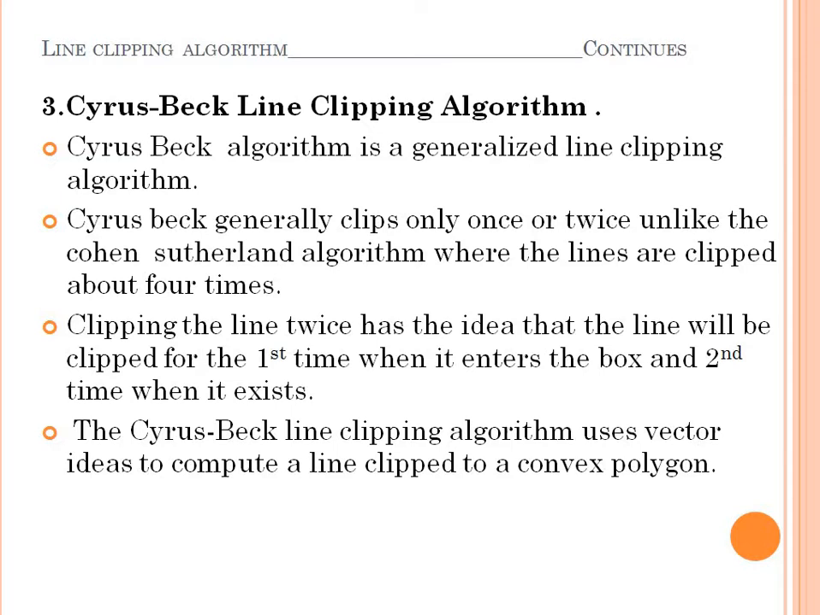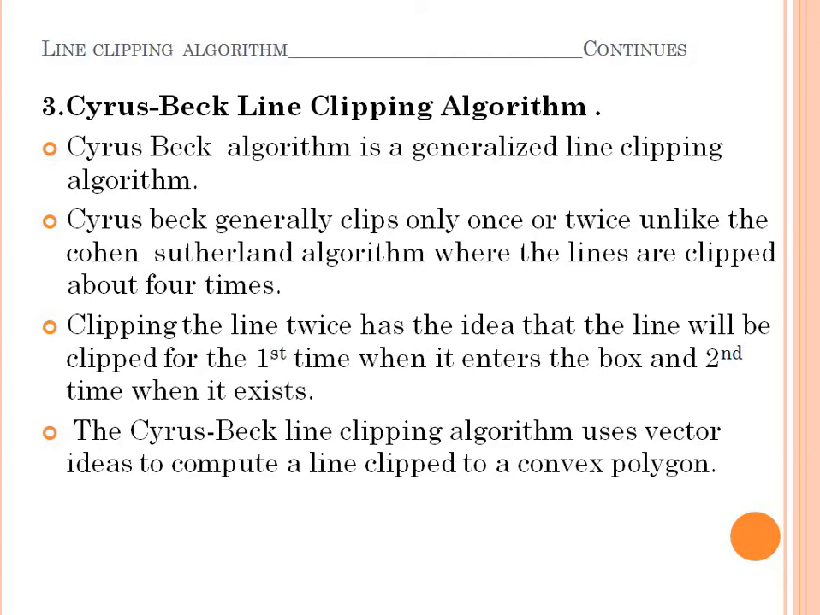The third case is the clipping case, that is the partially visible case. In that case one point is inside the clipping window and one point is outside the clipping window. So there we perform the AND operation. If the result of this AND operation is non-zero, then the line is partially visible. Otherwise the line is completely inside or completely outside the clipping window.